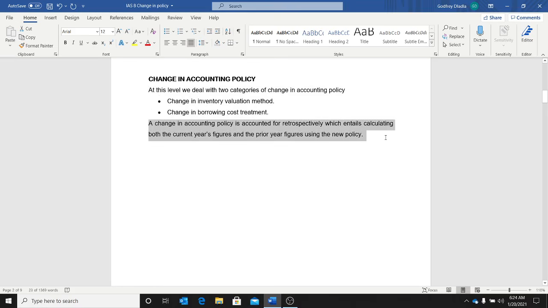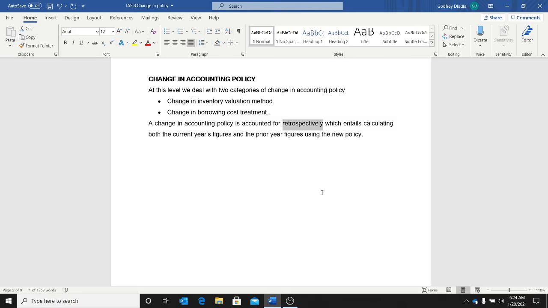Now here, they are saying a change in accounting policy is accounted for retrospectively. Let me explain this word retrospectively. Retrospectively means you will calculate the change in policy in the current year, but you must go back and fix the other years, meaning the prior years that you have. Okay, as long as it's practical, then you can fix as much as you can. But the rule is that you fix the current year, then you go back and fix the other years before that. Retrospectively means you go back, you're fixing something backwards.